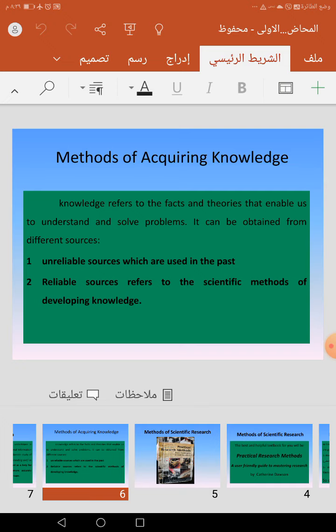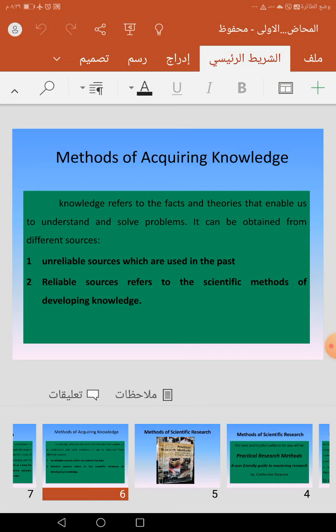What's the meaning of knowledge? Knowledge, معرفة, refers to the facts and theories that enable us to understand and solve problems. Any problem. If you don't have knowledge, you cannot solve problems. And this knowledge can be obtained from different sources.